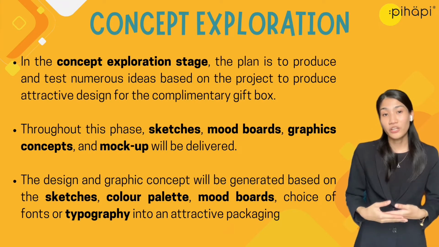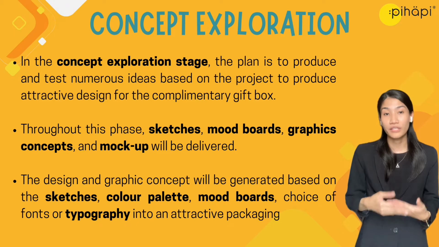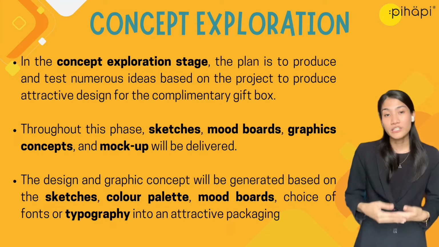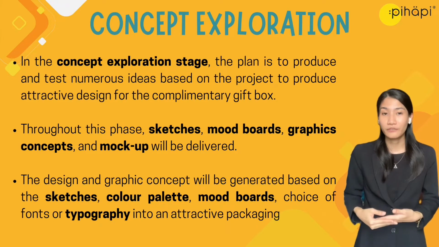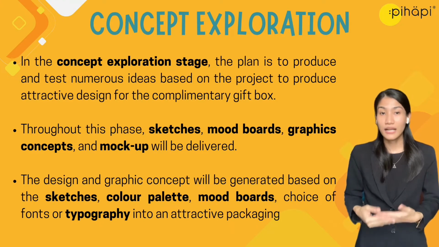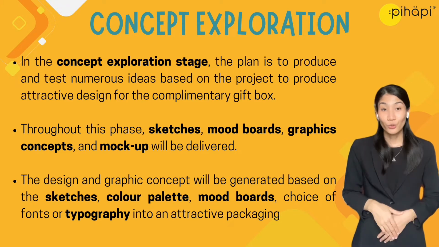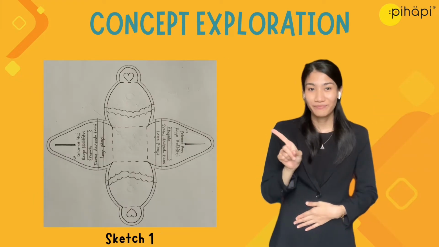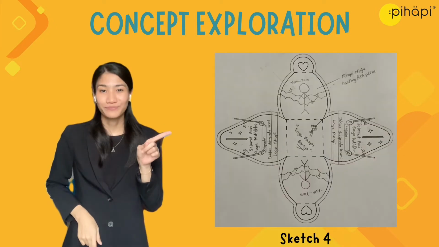In the concept exploration stage, the plan is to produce and test numerous ideas based on the research to produce an attractive design for the complimentary gift box. Throughout this phase, sketches, mood boards, graphic concepts, and mock-ups will be delivered. The design and graphic concept will be generated based on the sketches, color palette, mood boards, and choice of fonts or typography. So, here are the 4 sketches generated at this stage. Sketch 1, Sketch 2, Sketch 3, and Sketch 4.